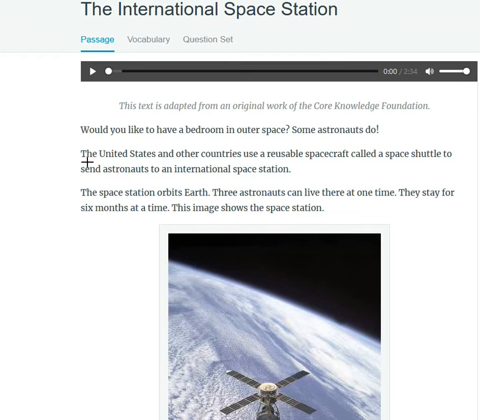We know the people that are doing this are the United States and other countries. That is one key detail. Another key detail: we know who is doing it, but how are they doing it? They're using a reusable spacecraft called a space shuttle, and that is how they get to the space station. So we know the who and the how, and now we're going to figure out what other key details they give us.